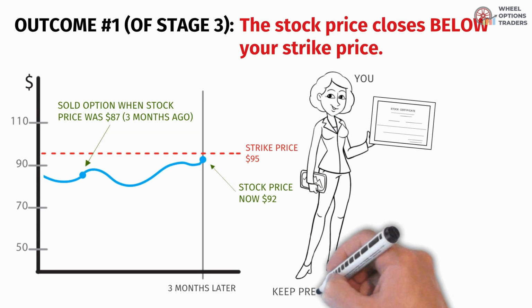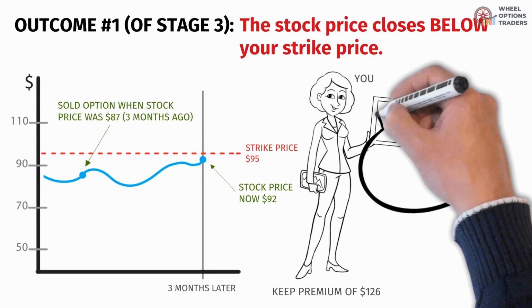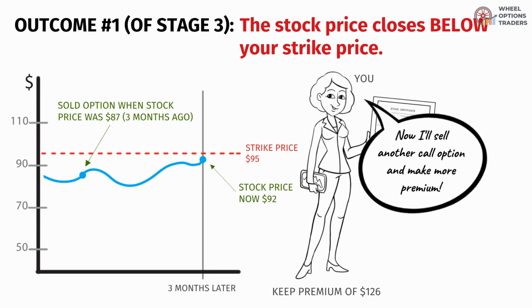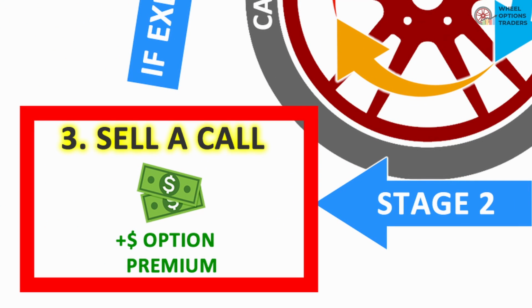You always keep the premium, whatever happens. So now, what do we do? We've still got the stock, so let's sell another call. You can go and sell another call on the Rubber Duck Company and make more premium. So this takes you back to the beginning of stage 3 of the wheel strategy. You'll be selling call options on the underlying stock and you'll make premium each time you do that until the stock's price finally closes above your strike price.